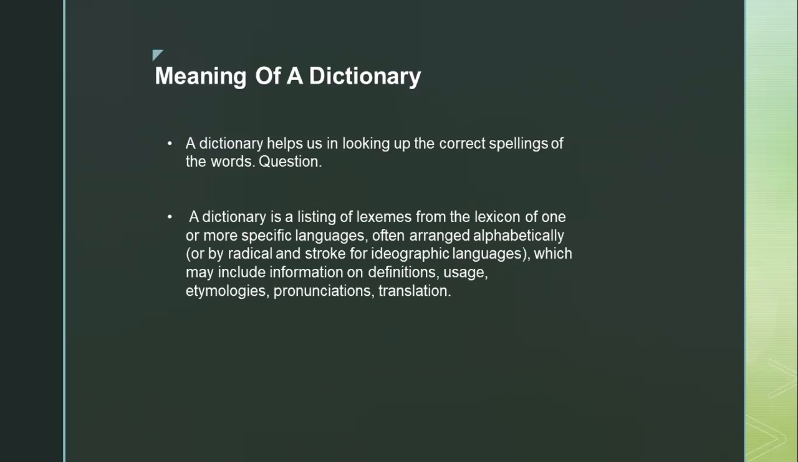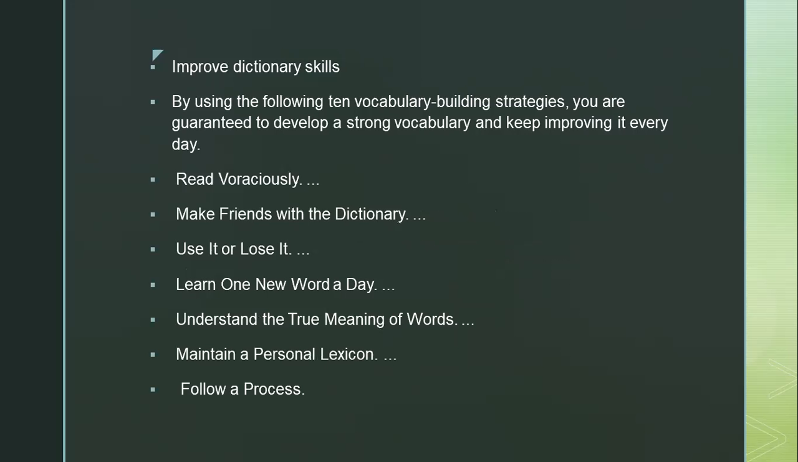Sir, it means a dictionary defines a word or the many different meanings of a word. Improve your dictionary skills by using the following 10 vocabulary building strategies. You are generated to develop strong and keep improving it every day. Read voraciously, make friends with the dictionary, use it, lose it, learn one new word a day, understand the true meaning of words, maintain a personal lexicon, follow a process.